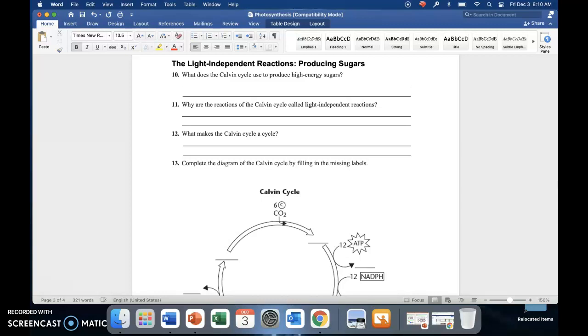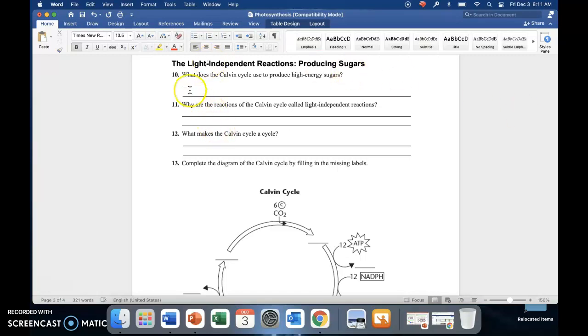Okay, we just finished up the light-dependent reaction, so let's move on to the second part, the light-independent reactions, also called the Calvin cycle. The purpose here in the light-independent reactions, as you can see in the title on the worksheet, is to produce sugar. Specifically, what we're trying to produce is some glucose. So what does the Calvin cycle use to produce these sugars?